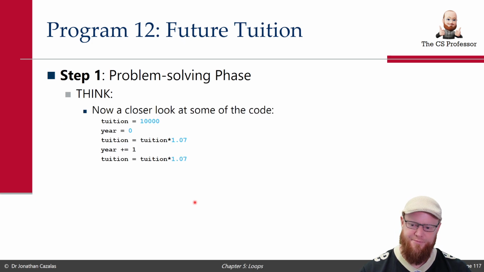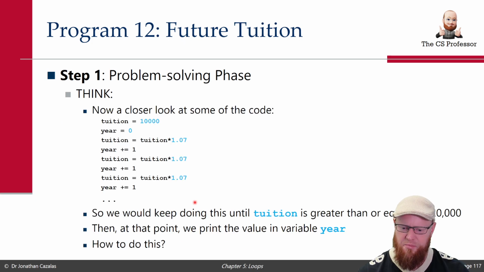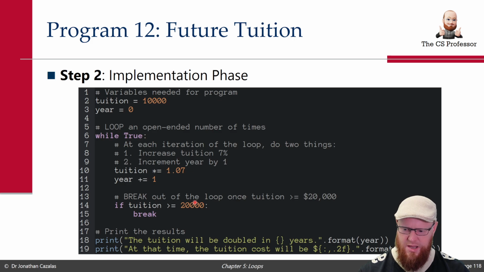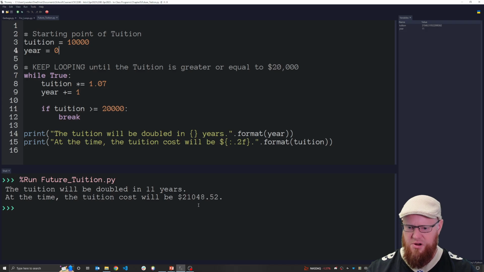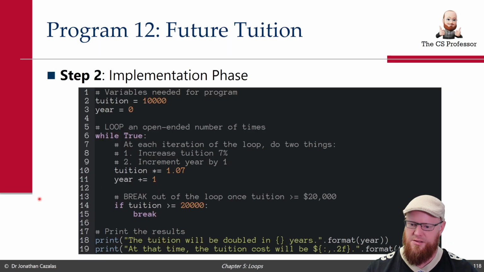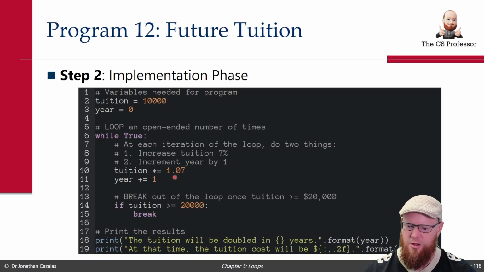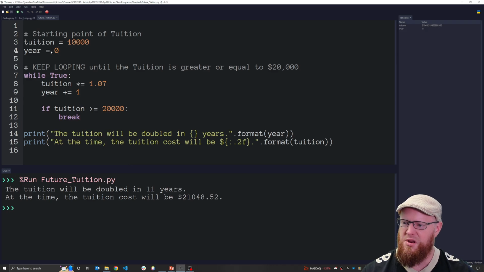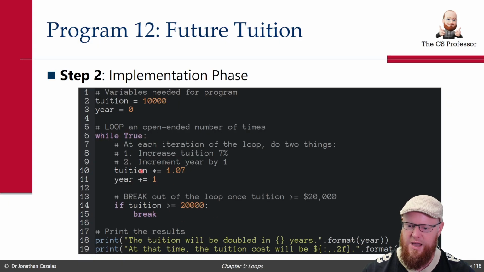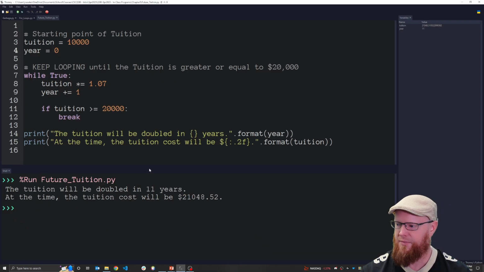All right. So this is what we came up with, and here is a solution. Is that pretty much what I did? I actually like the details on the slide. At each iteration, do 2 things. Increase tuition by 7%. What a great comment. And then increment year by 1. What great comments. Look at that. Commenting is pretty good here, but the comment was actually better here on the slide.